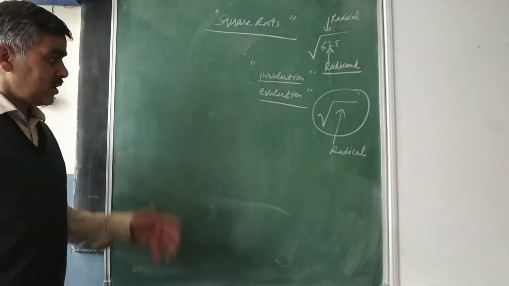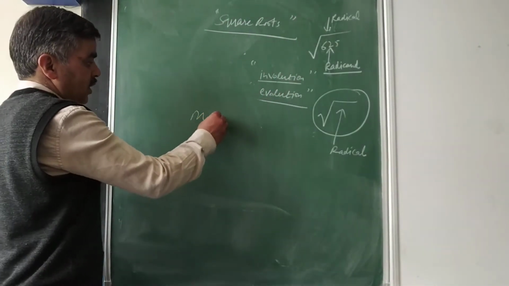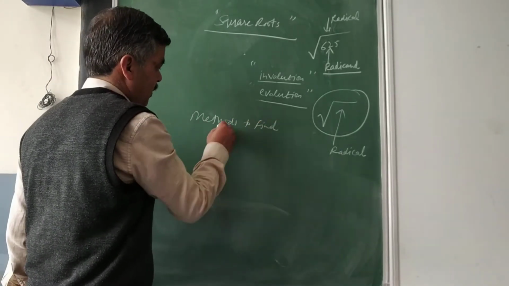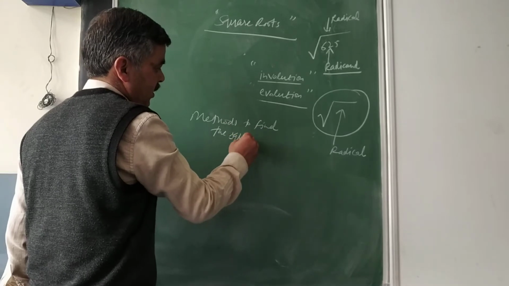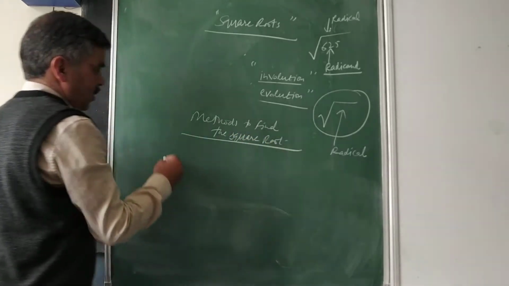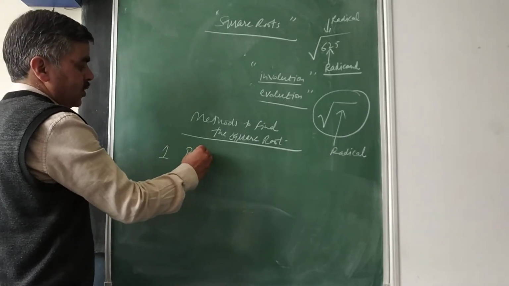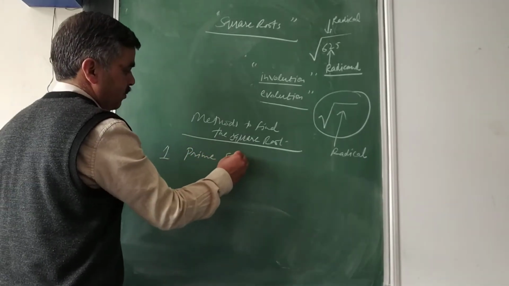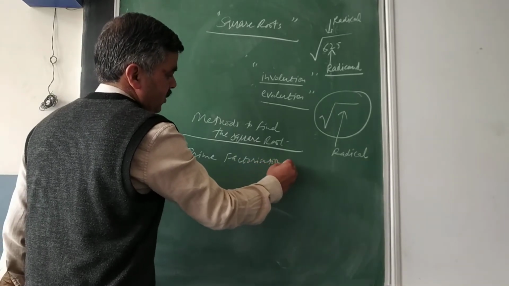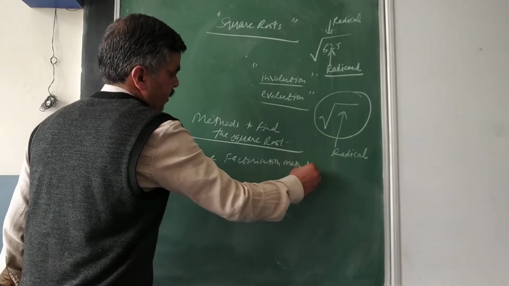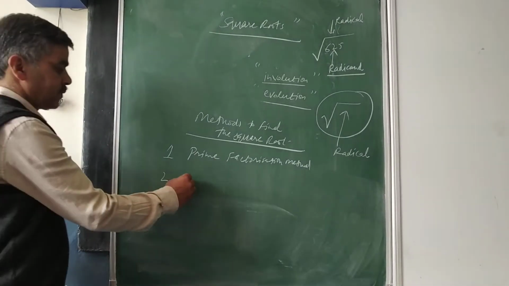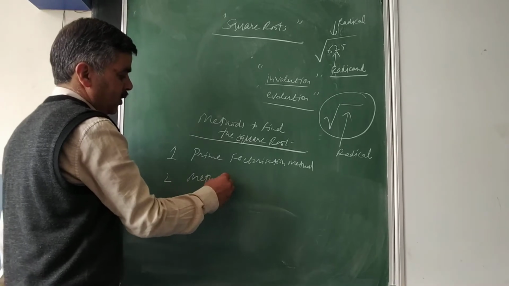And then the methods in your syllabus to find the square root here in class 8 are: one is your prime factorization method, which I will be taking today. Second is your method of successive subtraction, which I will take tomorrow.